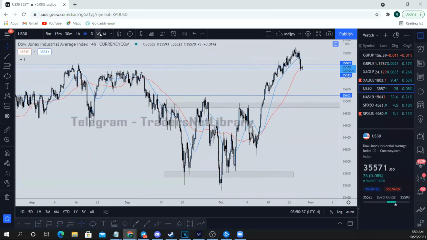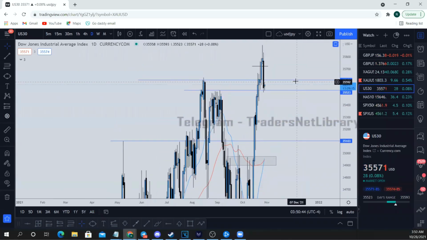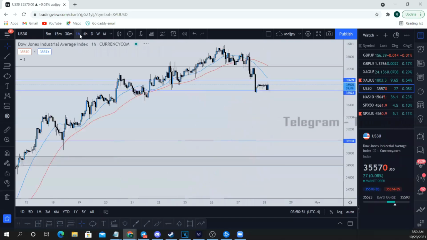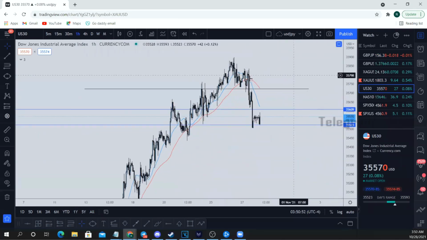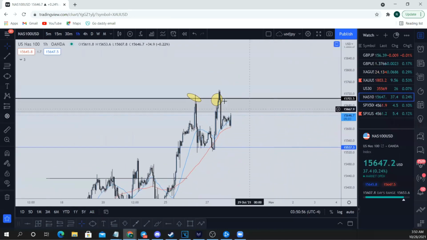US 30, same thing. Price broke right back under the all-time highs on the daily time frame. Big bearish engulfing candlestick. Probably look for a retest on 35,600. Look to go short there unless it closes above. I'm not very keen on actually trading US 30 right now. The best for indices that I see right now is NAS. That's for sure.